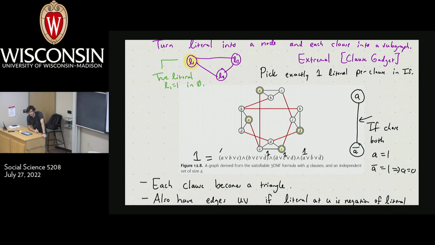But isn't that still a set of size 3, for the result? No, because the node is not called A. The node is called Lij. It's just that Lij corresponds to the variable A. So this is Lij and this is Li prime j, or maybe j prime. We're identifying each literal by a unique identifier.